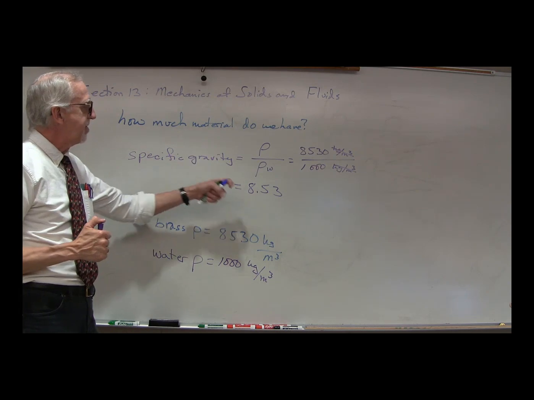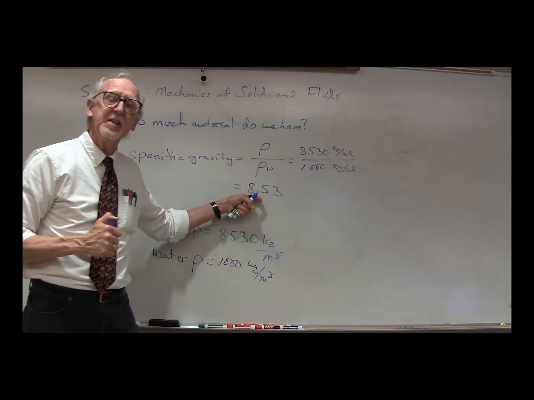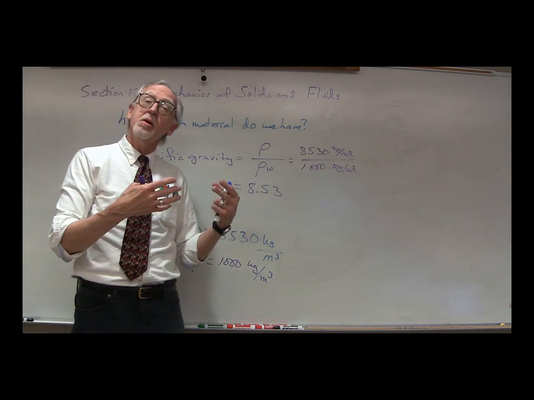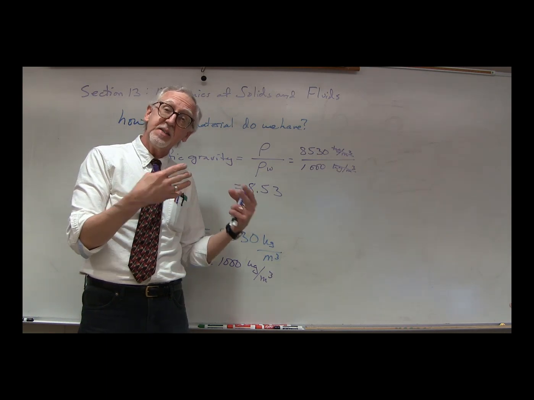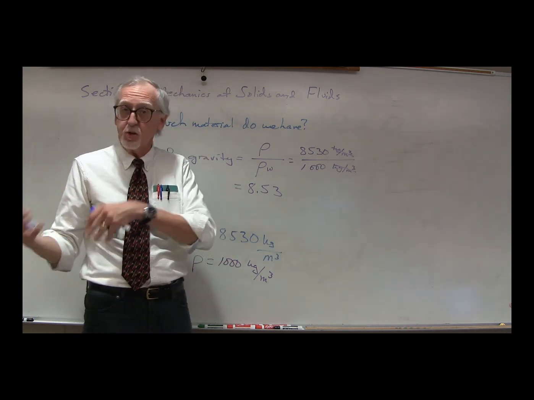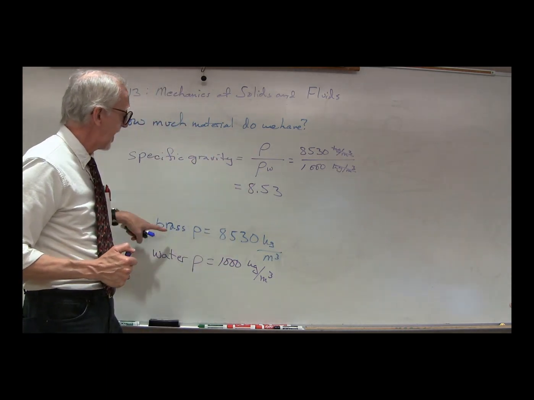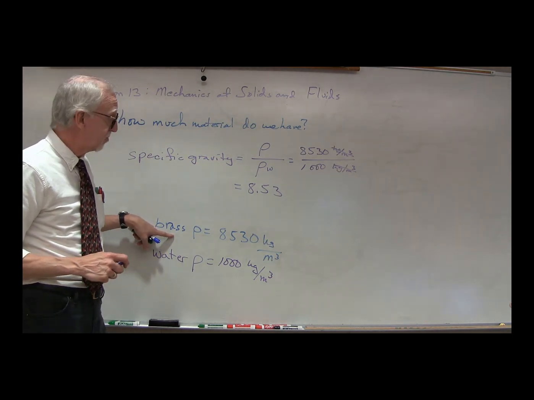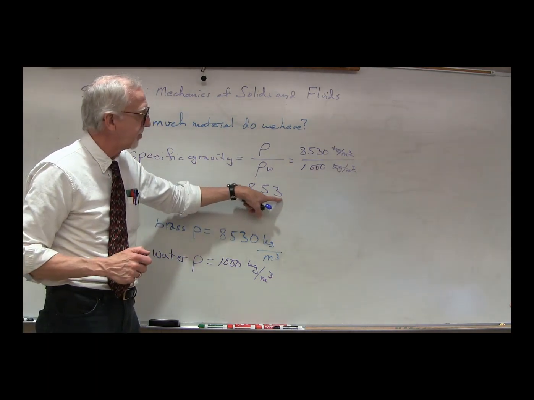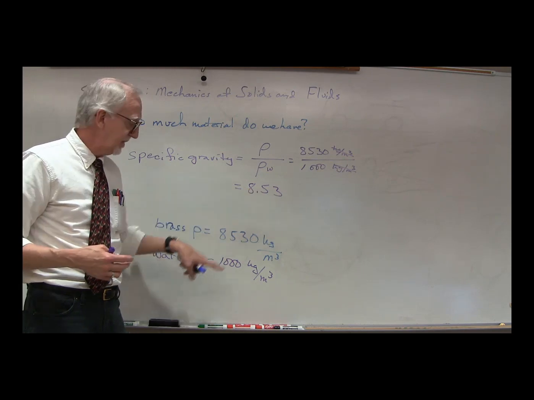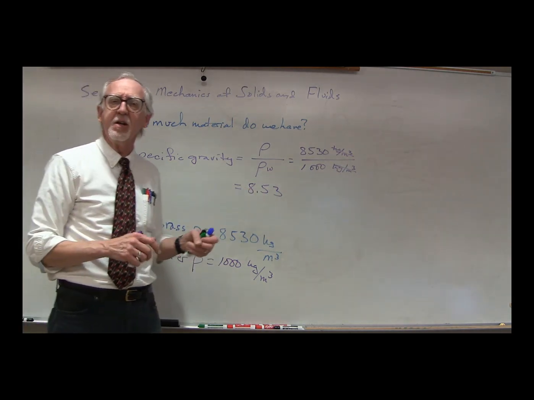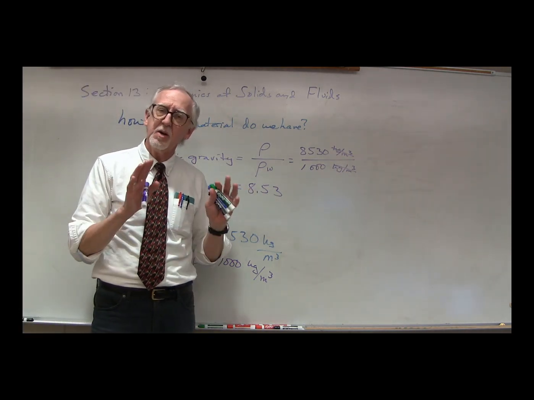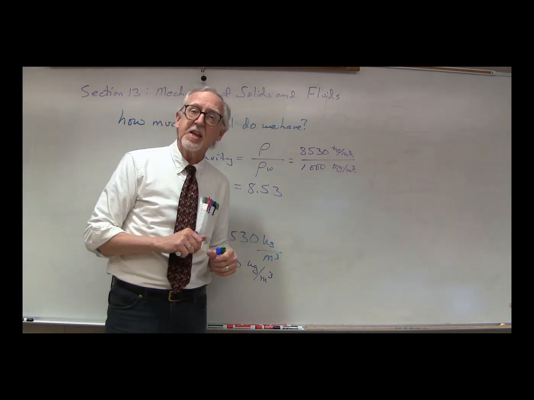So specific gravity is a unitless quantity that basically tells us how dense something is compared to water. So what this is telling us is that this particular alloy of brass is 8.53 times as dense as water. Okay, very good. That's a very useful quantity to keep in mind. All right, let's take a look at some other properties.